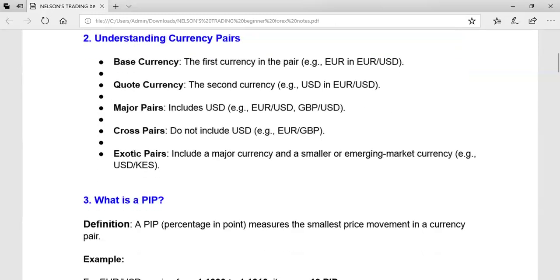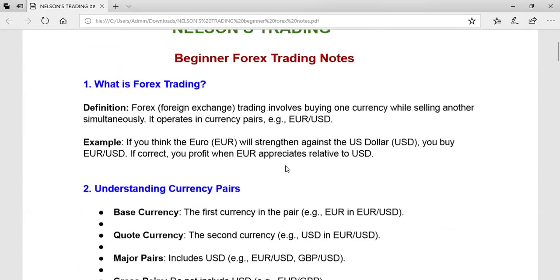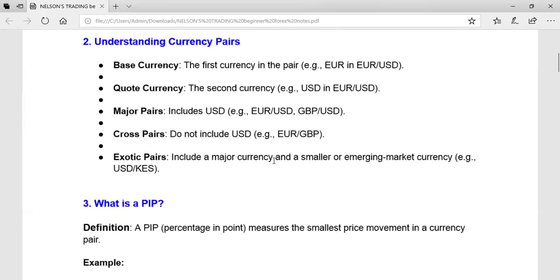Now we come to the exotic currency pairs. Exotic currency pairs include one major currency and a smaller or emerging market currency. For example, USD versus KES, or USD versus Kenyan shilling. So USD is from the major currencies, while the Kenyan shilling is from a minor or smaller country, the emerging countries. So that is what it means. Make sure you understand what is exactly happening in these markets.